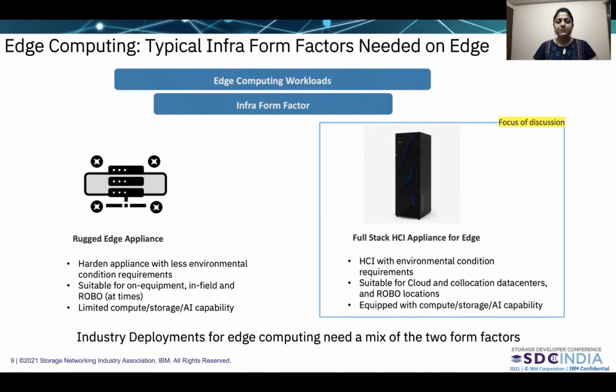Thank you, Sandeep. Now let us talk about typical infrastructure form factors needed for edge computing workloads. The first one is a rugged edge appliance. These are hardened appliances with few environmental requirements, such as cooling, particular temperature maintenance, or even space requirements.